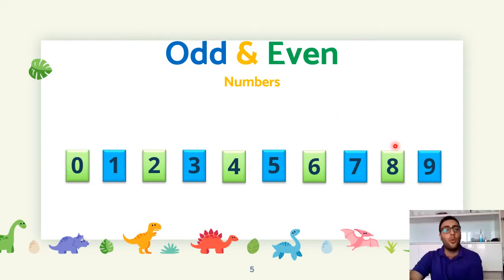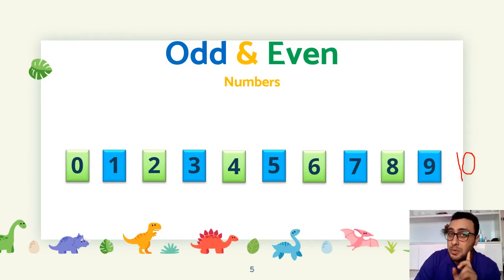Now, let me ask you a question. What about the number 10? 10 is 1 and 0. Is 10 an odd number or even number? Do you remember how we know it? We look at the last digit. Last digit is 0. Is 0 odd or even? It's even. So, 10 is even. Very good. You remember. All right.